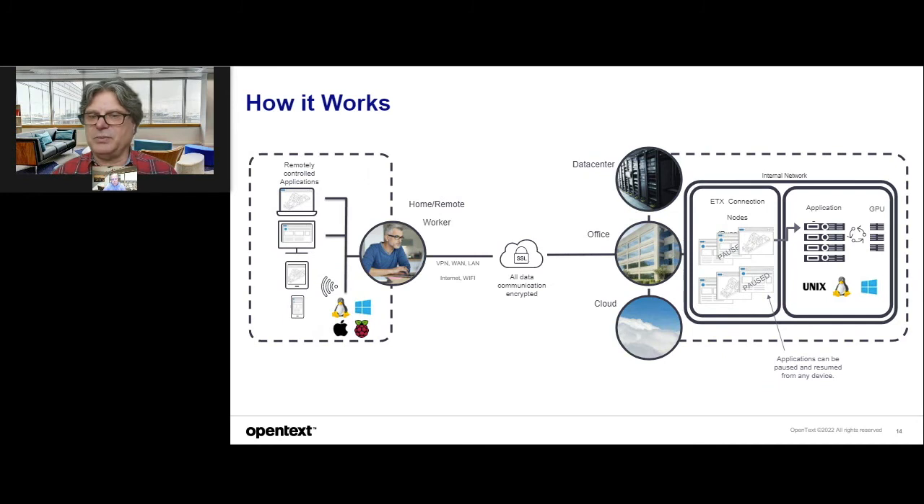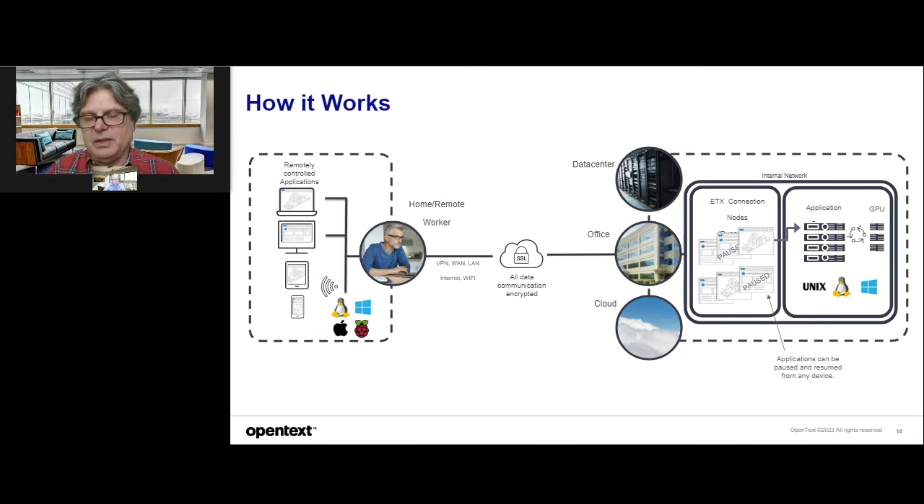So this is how it works. You see on the left side, I've mentioned all these different operating systems with native clients and the browser client. All data that is being transported is encrypted. And then you can have machines in the data center, machines in the office, or machines in the cloud. And these are your application servers. And there also is one ETX server, which Helmut did access to retrieve all these values from the REST service.